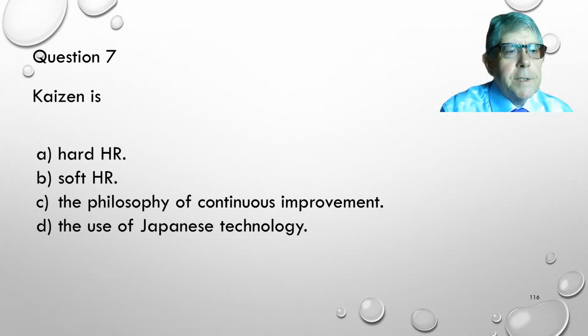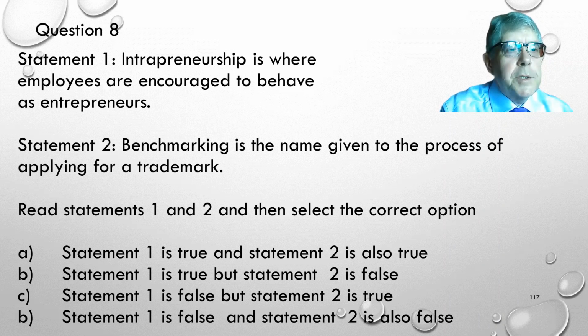Question 7. Kaizen is A, hard HR. B, a soft HR. C, the philosophy of continuous improvement. D, the use of Japanese technology. Question 8, statement 1. Entrepreneurship is where employees are encouraged to behave as entrepreneurs. Statement 2, benchmarking is the name given to the process of applying for a trademark. Read statements 1 and 2 and then select the correct option.